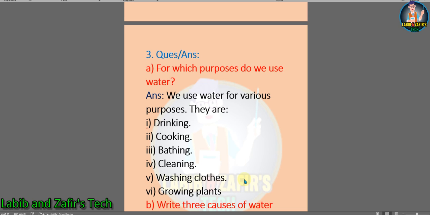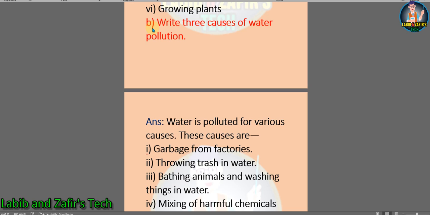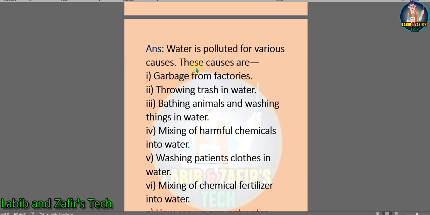Now let's go to our second question. So students, we can see that our second question is write 3 causes of water pollution. Students, in the book it told to give 3 causes, but I have given here 6 causes, so that will be much beneficial for you. So students, let's go through the answer.